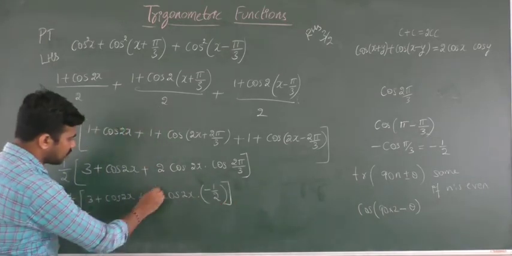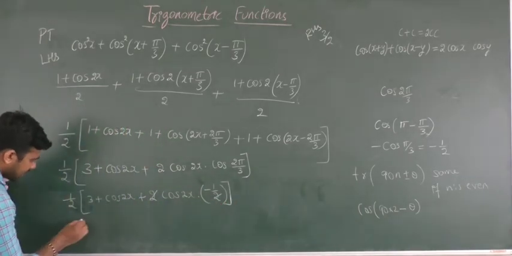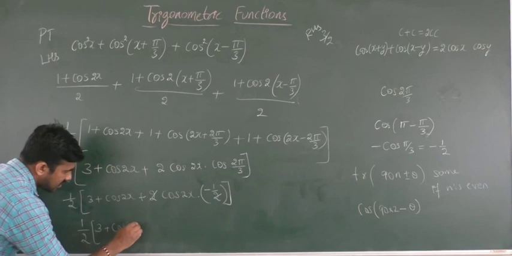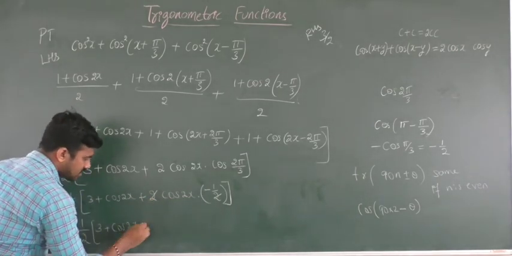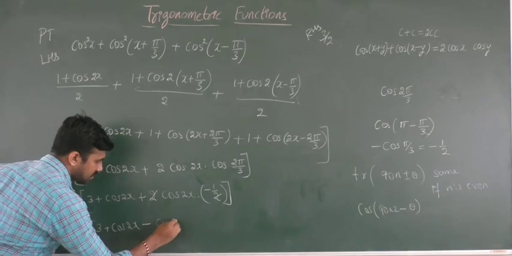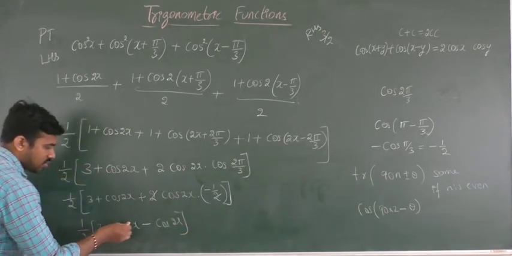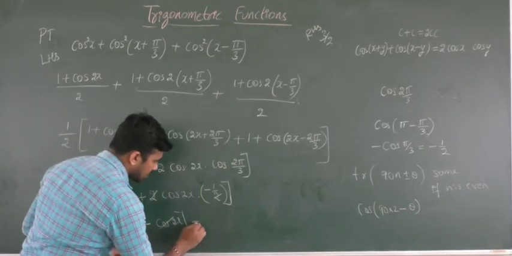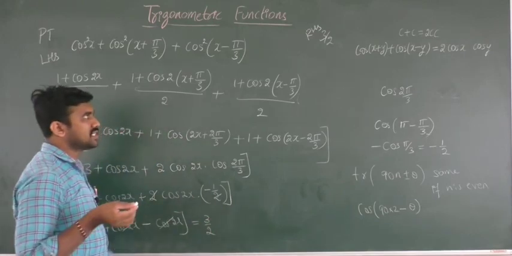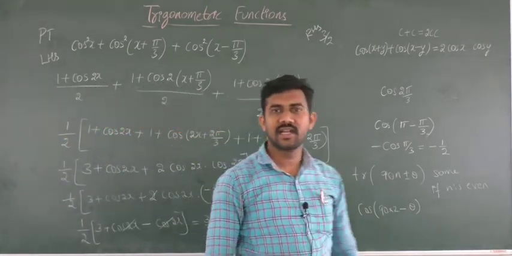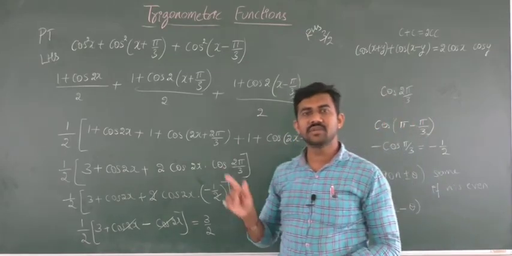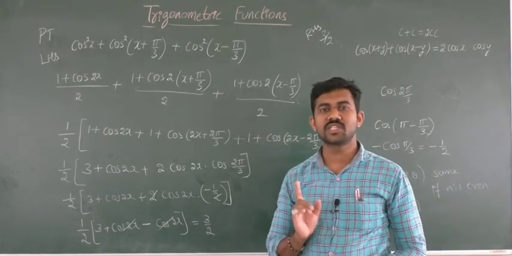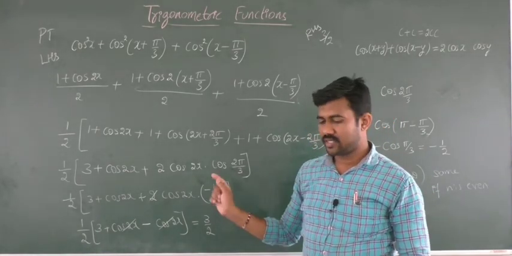Then here the 2 and this 2 get cancelled. And then what remains is half into (3 plus cos 2x) and plus into minus cos 2x. Okay, so here cos 2x gets cancelled. So 1 by 2 into 3, that is nothing but 3 by 2, which is our right hand side. Is it clear? So how to solve this question? By using the formula cos square x is equal to (1 plus cos 2x) divided by 2. Okay. So I hope you understood this question.